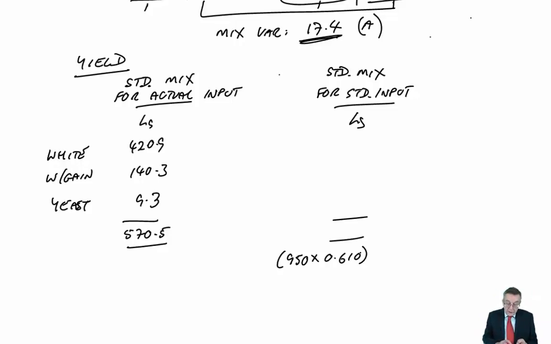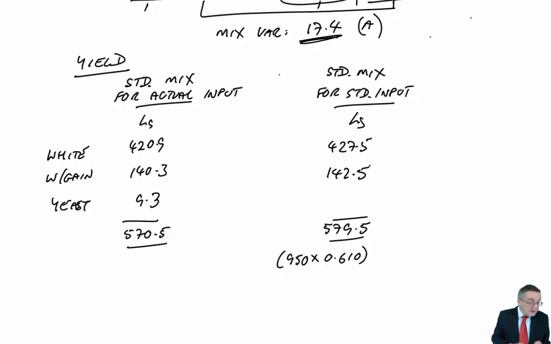And so in kilos, we should have input 579.5. Have I got that right? 950, that's 610 per loaf. Yeah, 579.5. So that's what we'd have expected to input. And now how should it have been mixed? Well, either take those proportions again or straight from the table. For 950 loaves, white flour should have been 0.45 kilos, 427.5. Whole grain, again, it's 950 loaves, it should have been 0.15 of a kilo, 142.5 kilos of whole grain. And finally, yeast for 950 loaves at 10 grams, it should have been 9.5 kilos.